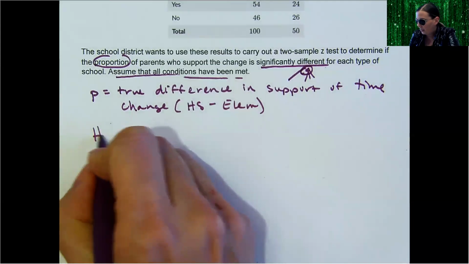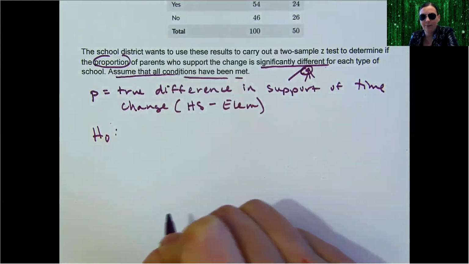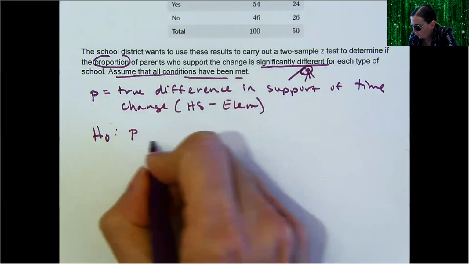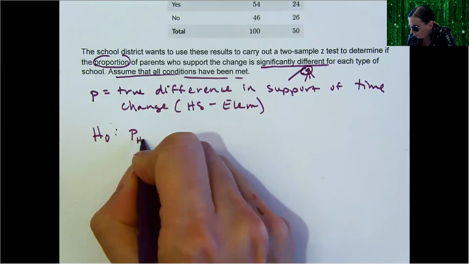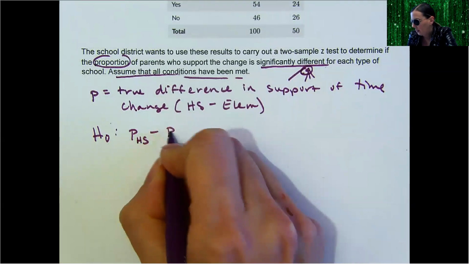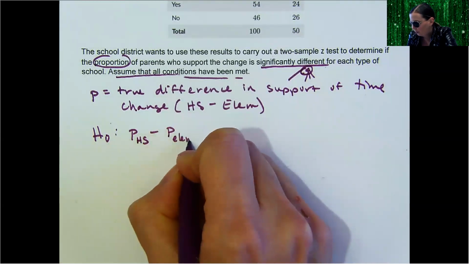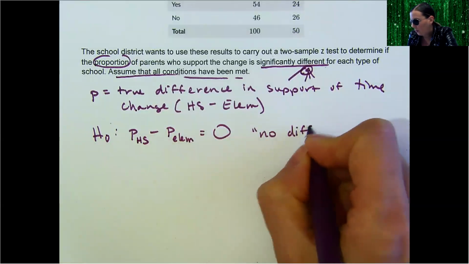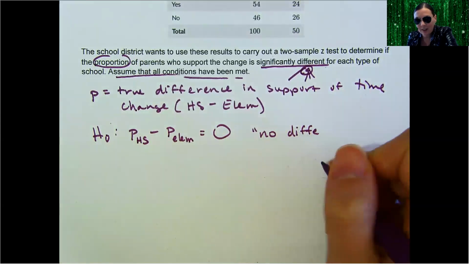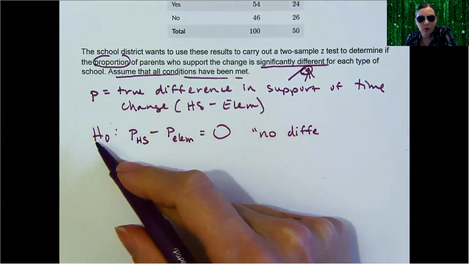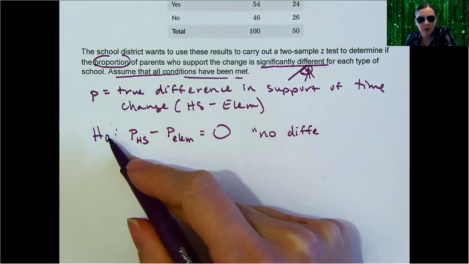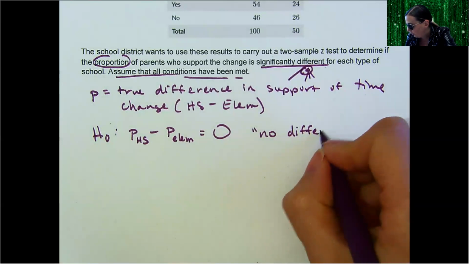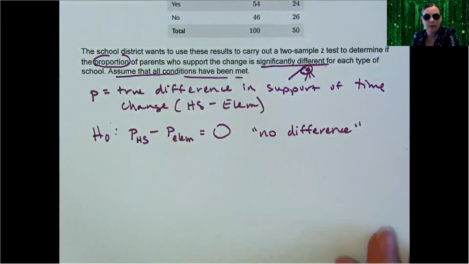Our null hypothesis would be, there is no difference, nothing to see here. Keep moving on with your life. So we could say high school minus elementary school is 0, right? No difference. If you remember from the first day, we learned about hypotheses like this. The null hypothesis, H sub 0, right? We use the subscript 0 because it's a statement of no difference. So there's no difference here.